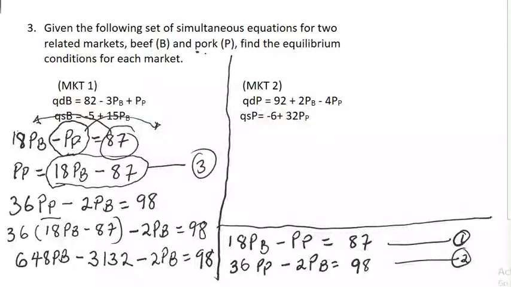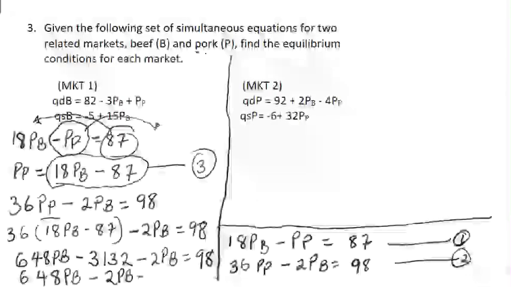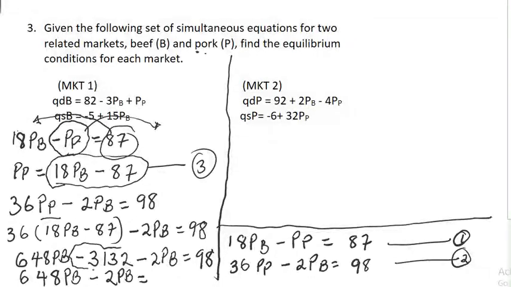Okay, now let's collect like terms here. Let's just rearrange the left hand side. 648 pb minus 2 pb. So the sign didn't change because minus 2 pb did not cross the equals sign. Now I'll move minus 3132 to the right to meet his brother. It becomes 98 plus 3132. So 648 pb minus 2 will give me 646.